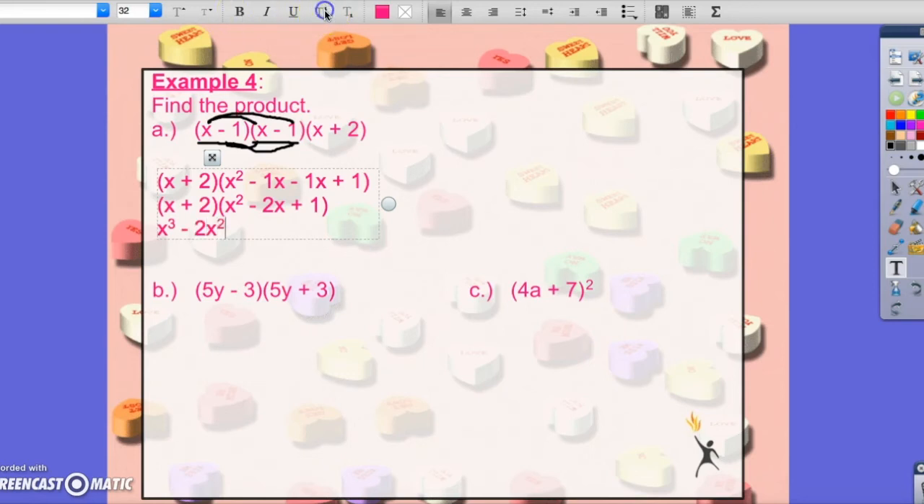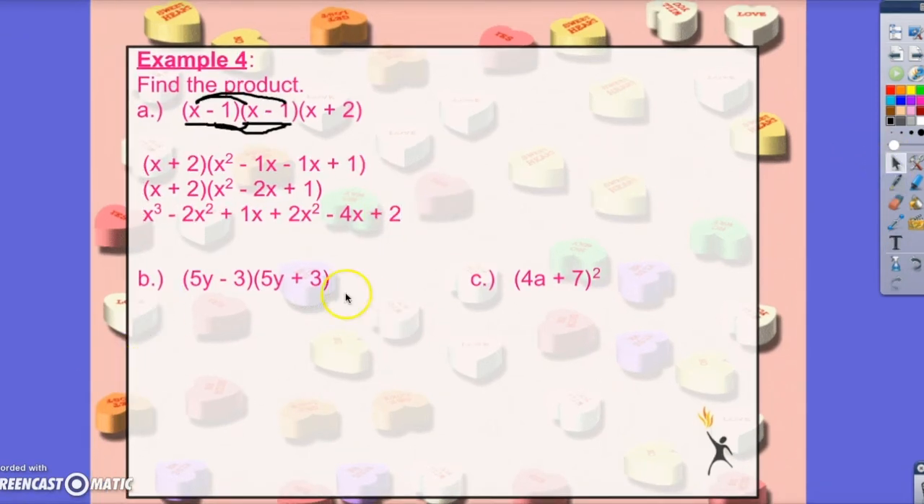You might want to pause the video and try it yourself first to see what you get. And just to refresh your memory, what I did was I took the x and I multiplied by all three parts, just like the last two examples. And I know I'm running out of room here, I'll give myself all space. But then we take the positive 2 and multiply it by all three.